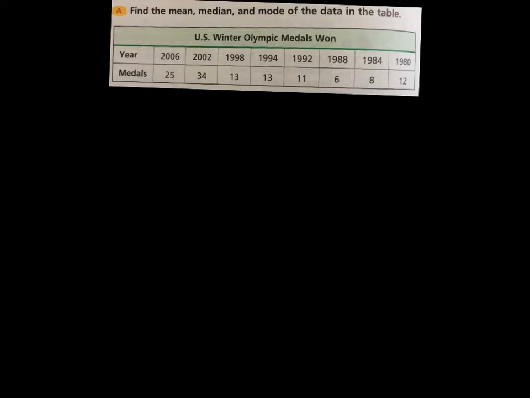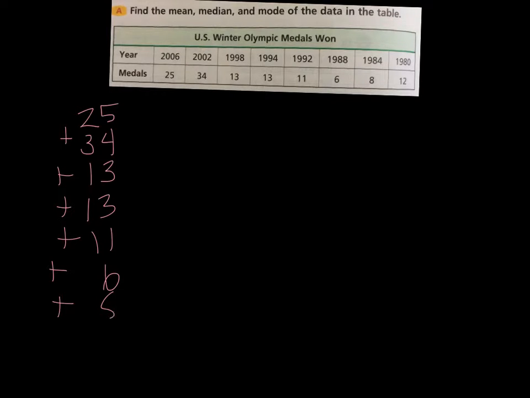Alright, so now this problem is asking us to find the mean, median, and mode of the data in the table. So first, I'm going to start off by finding the mean. So I need to add up all my numbers. Okay, so here I've got 10 plus 6 would be 16, 17, 18, 19, 20, 21, 22, 23, 24, 25, 26, 27, 28, 29, 30, 31, 32. So we're up to 32.